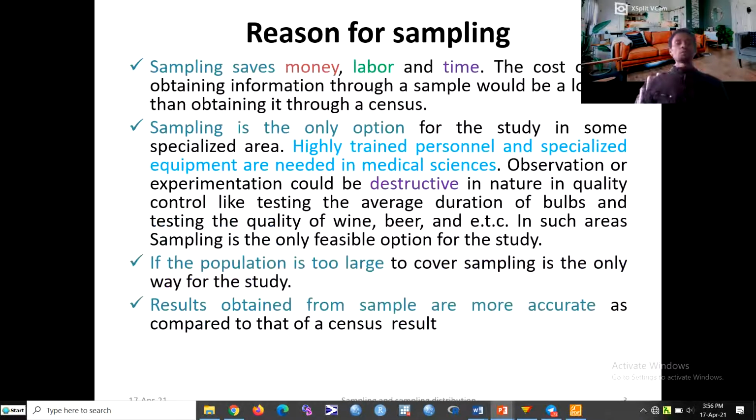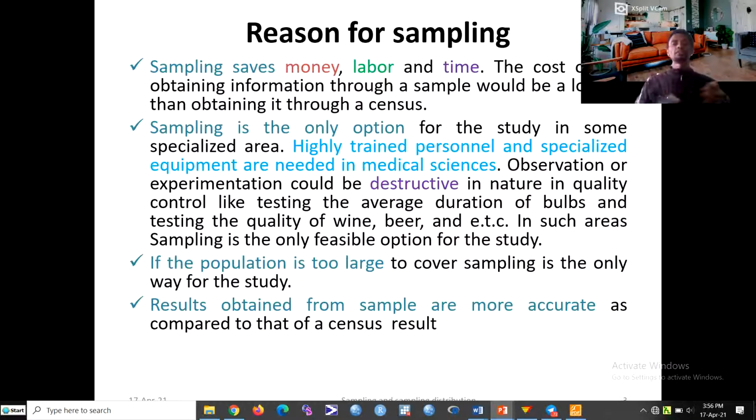So what are the reasons behind taking a sample? Why don't we investigate the entire population? Yes, what are the reasons for taking samples? So the first reason is sampling saves money. Sampling saves human power. Samples save your money.